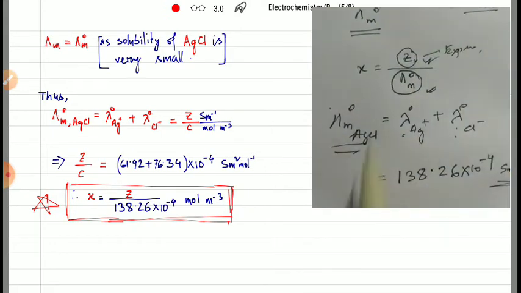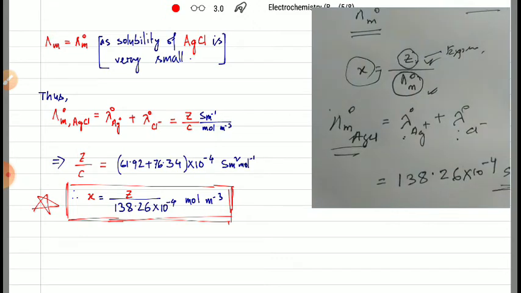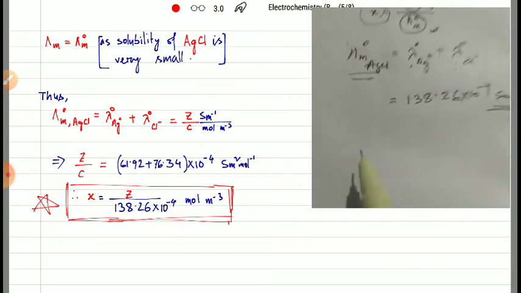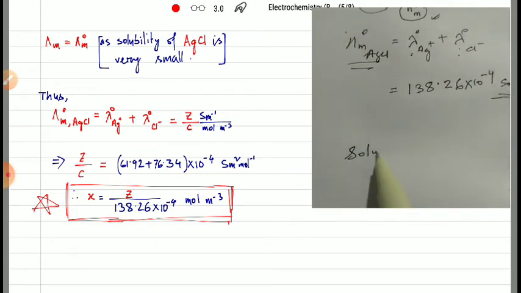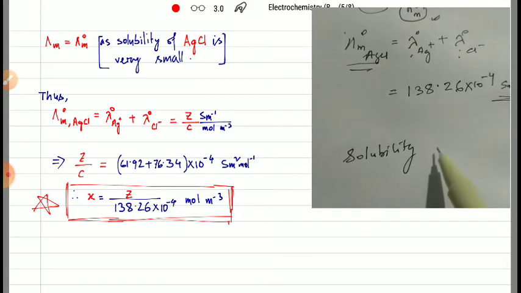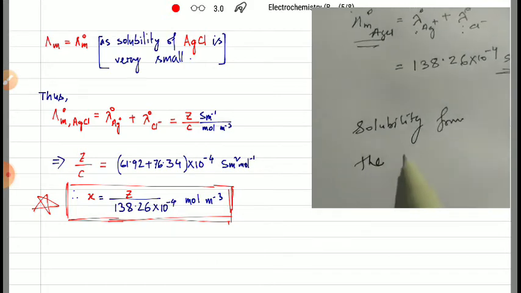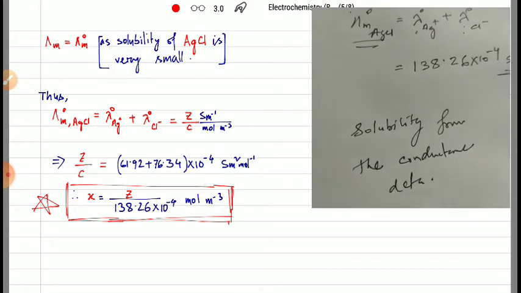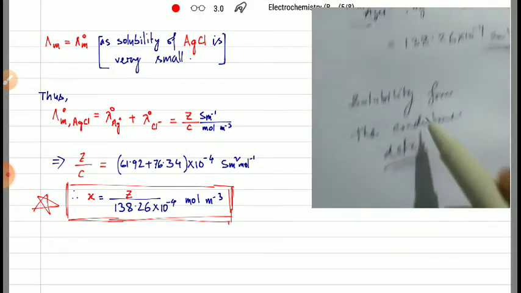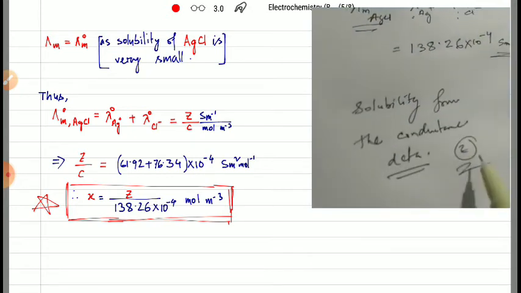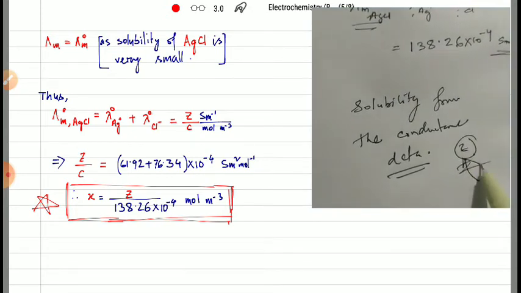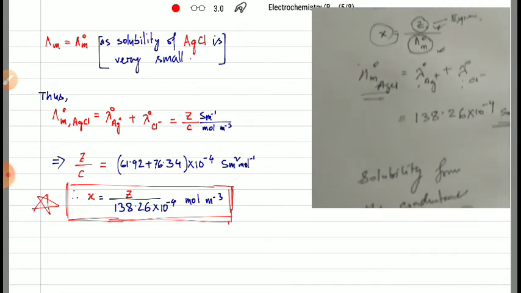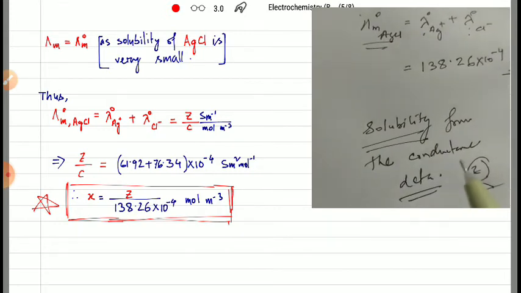Okay, so we can calculate the value of x. X is what, your concentration, and concentration is what, solubility. So we can calculate solubility from the conductance data. Conductance data here is what, z. From that experiment we can calculate z, and once we have this value of z, we can have the solubility of that sparingly soluble salt.